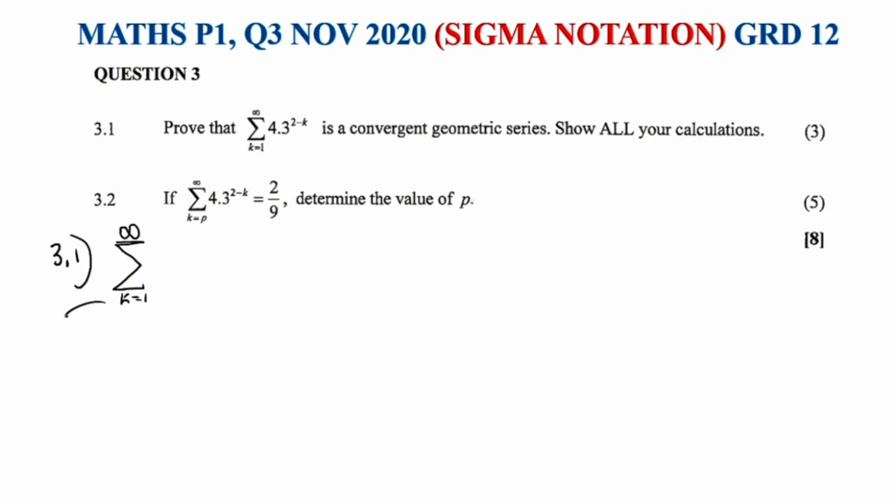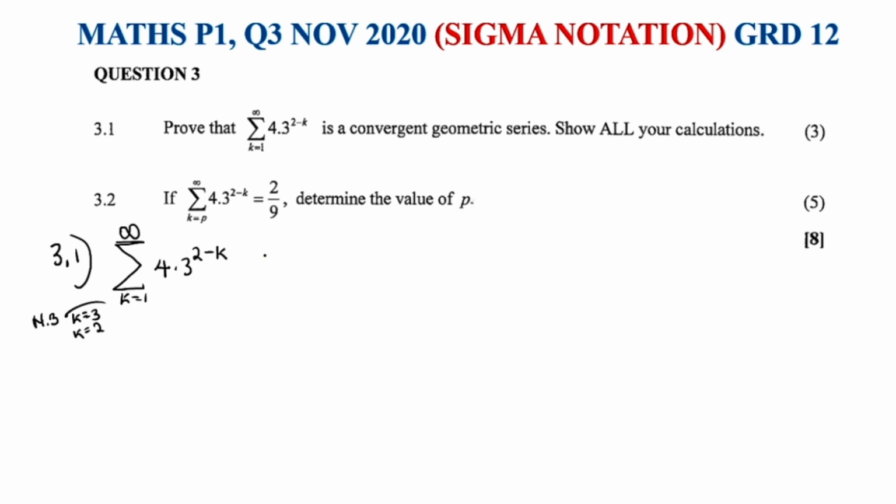Be careful here, guys. You need to be careful here. Sometimes they will say k starts at 3 or k starts at 2. So you need to be very careful so that you start properly. It's 4 times 3 to the power of 2 minus k.